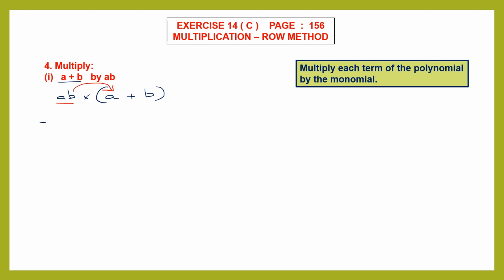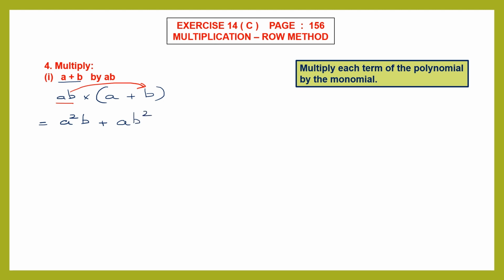AB into A. So A into A is A square and B we write as it is. Now what is the operation here? Plus, so we write plus here. Now we finish with the first term of the polynomial. Now we're going to multiply AB with the second term of the polynomial. AB into B. So A you write as it is, B into B is B square.